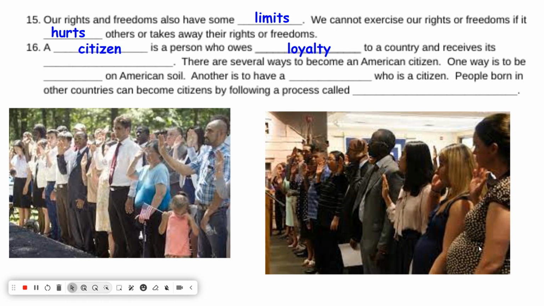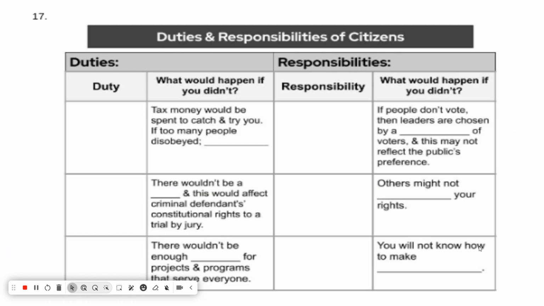A citizen is a person who owes their loyalty to a country and receives its protection. There are several ways to become an American citizen. One way is to be born here on American soil, but another way is to have a parent who is a citizen. People born in other countries may become citizens through the process called naturalization, which basically means that they have to learn the English language. They also have to learn American history and our American government. So it takes a little time. As a matter of fact, currently it takes about 10 years to become a U.S. citizen.